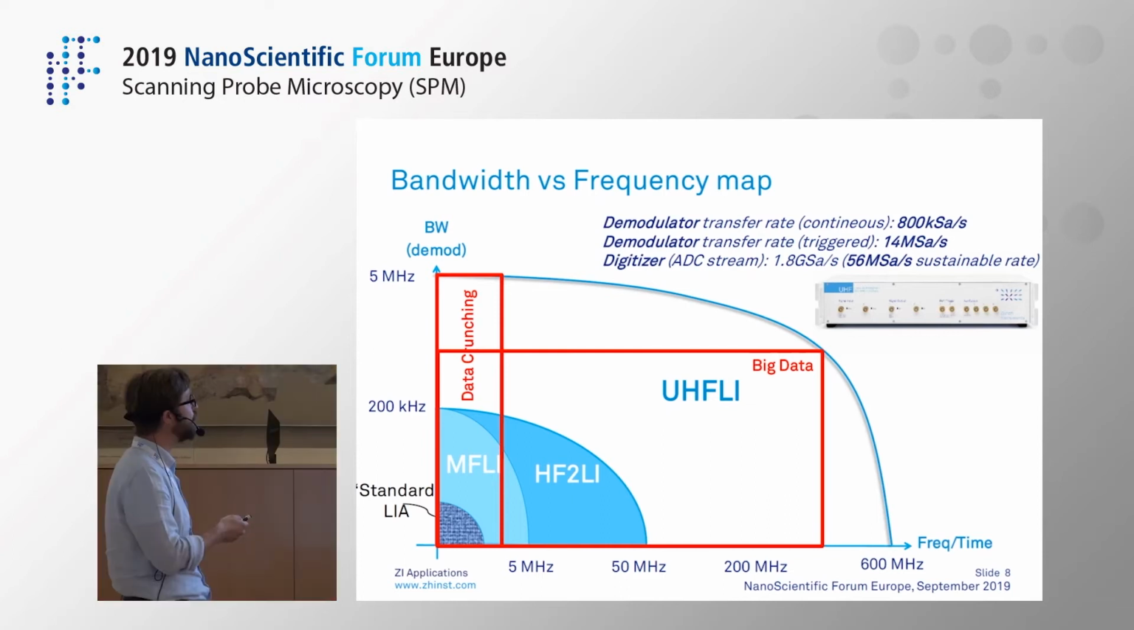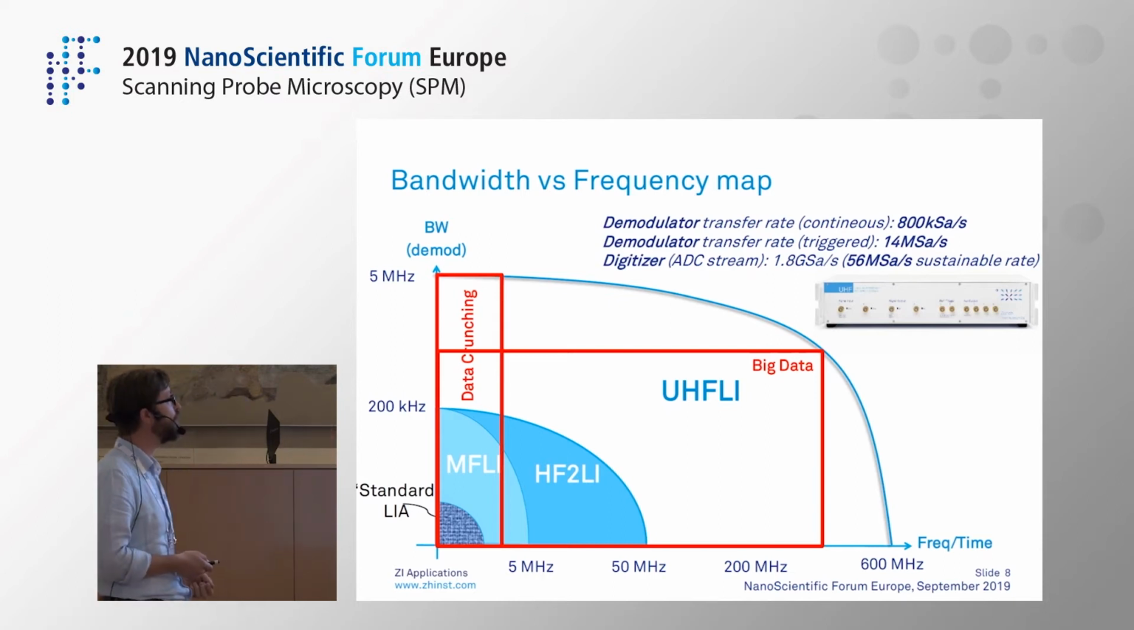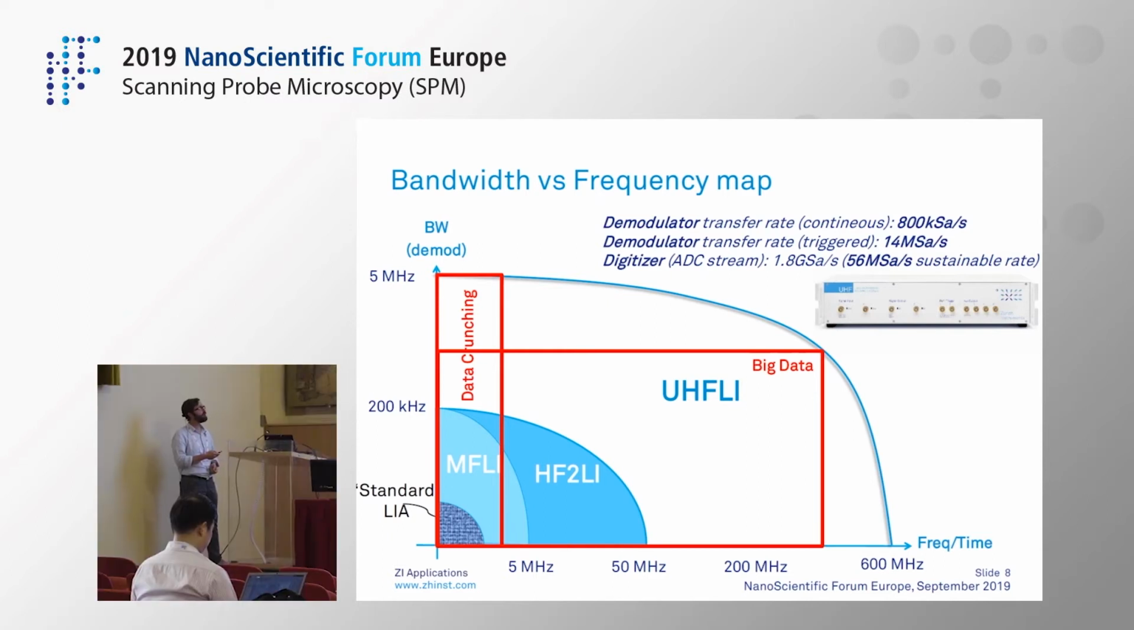In the best case, you can actually stream one demodulated transfer rate, which corresponds to one amplitude and one phase. That can be up to 800,000 amplitudes per second. So that's already quite a lot. But if you do it in a triggered fashion, only when you have a trigger, it can be higher. And if you want to digitize, we can digitize 1.8 gigasample, but then we can have a sustainable rate at 56 megasample, and that means that you can have a bandwidth of about 20 megahertz if you consider Nyquist, which is of course way enough information for a typical AFM application.